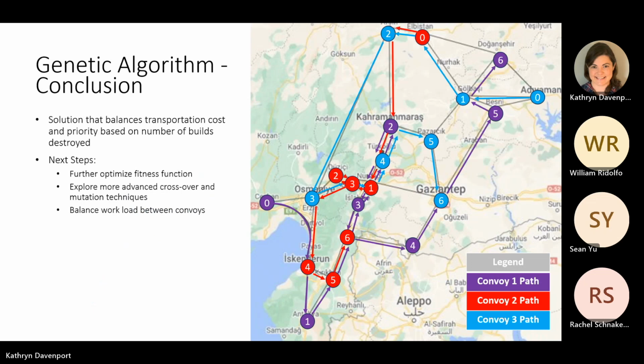Overall, I'm satisfied that we found a solution that balances those objective functions. You can see the paths on the map on the right. For future work, I would like to refine our fitness function to better balance the 2 objectives, to explore more advanced techniques in crossover and mutation steps of the functions, and to balance the workload between convoys. And now I'm going to pass it off to Sean.